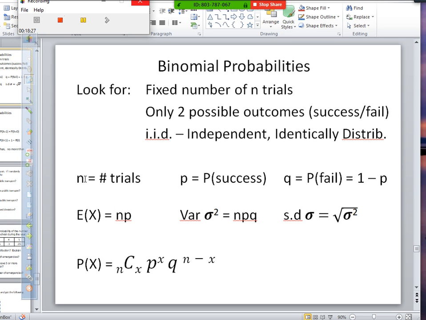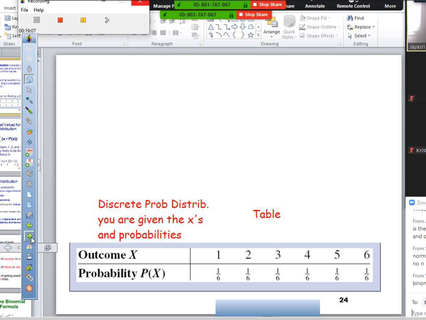And then here are some things. n is the number of trials. Little p is the probability of success for one tiny trial. q is the probability of failure for that one tiny trial. Remember that 1 minus p is q, because p and q are complements. They have to add up to 1 or 100%. So if you have p, you can find q by taking 1 and subtracting p. The expected value is np, variance is npq, and the standard deviation is the square root of variance, the square root of npq. And then this is what you're trying to find. Let me see if I can get to that slide, that would be useful.